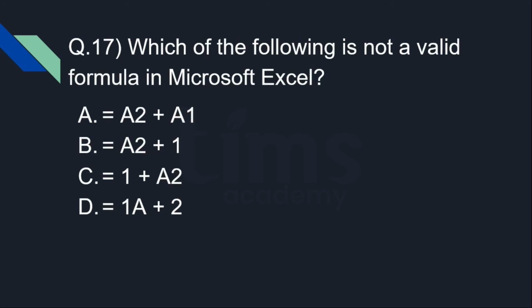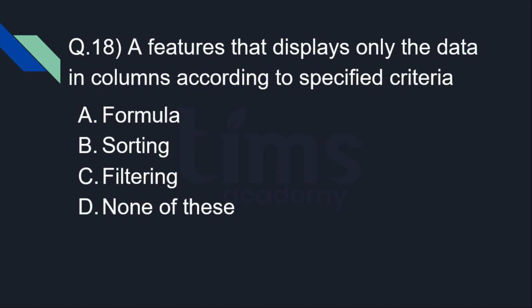Question number 17. Which of the following is not a valid formula in Microsoft Excel? Option A, equal to A2 plus A1; option B, equal to A2 plus 1; option C, equal to 1 plus A2; option D, equal to 1A plus 2. The answer is option D, equal to 1A plus 2.